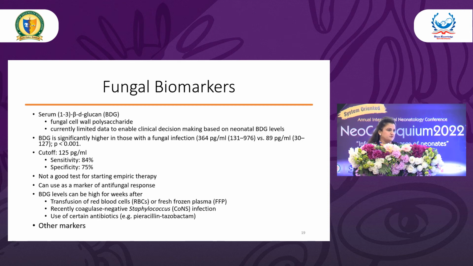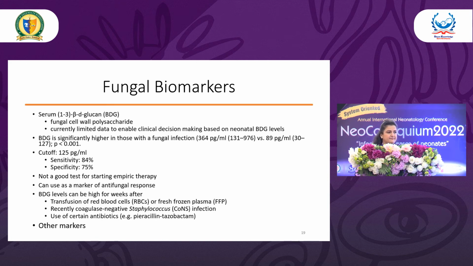Now, 2 commonly used fungal biomarkers, also present in Pakistan commercially in the labs, are the serum 1,3-beta-D-glucan, commonly called BDG, and the galactomannan assay, which is known as GM. I'm not going to talk about GM here because it is a specific assay for Aspergillus, and Aspergillus to date is still not a very common infection in the newborn, so we do not have a lot of data on the use and utility of GM in newborn fungal infections.